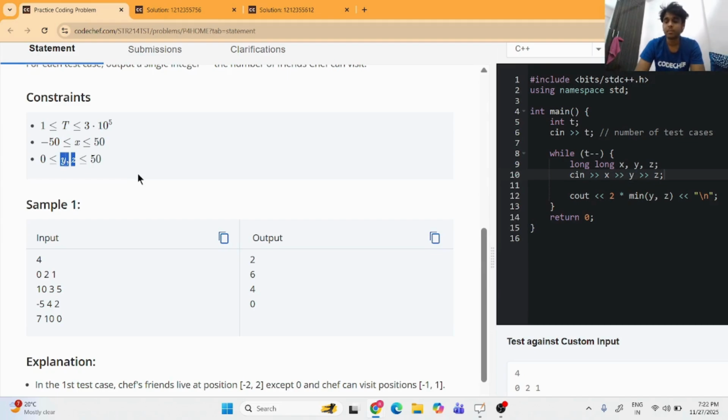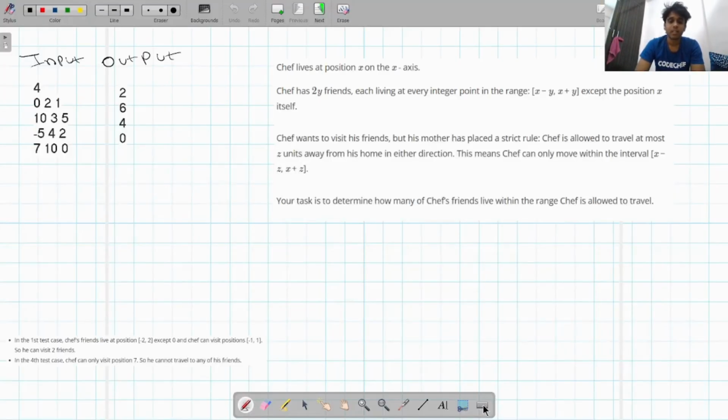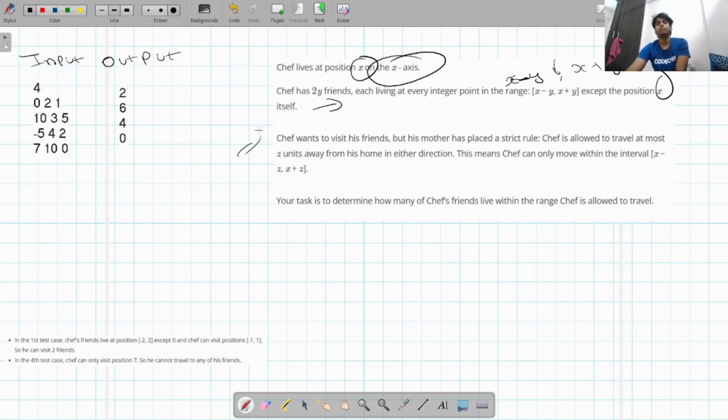So guys, now let's understand the sample test case in the question more precisely. This question is pretty much straightforward. It says that Chef lives at a position x on the x-axis and Chef has two y friends, each living at every integer in this range, that is [x minus y, x plus y]. Okay, so this is x, except the position x where Chef is. Chef wants to visit his friends, but his mother has placed some other strict rule. Chef is allowed to travel at most z units, that is, he can travel from x minus z to x plus z. Your task is to determine how many of Chef's friends live in the range Chef is allowed to travel. Basically, you have to find how many of Chef's friends live in this range.